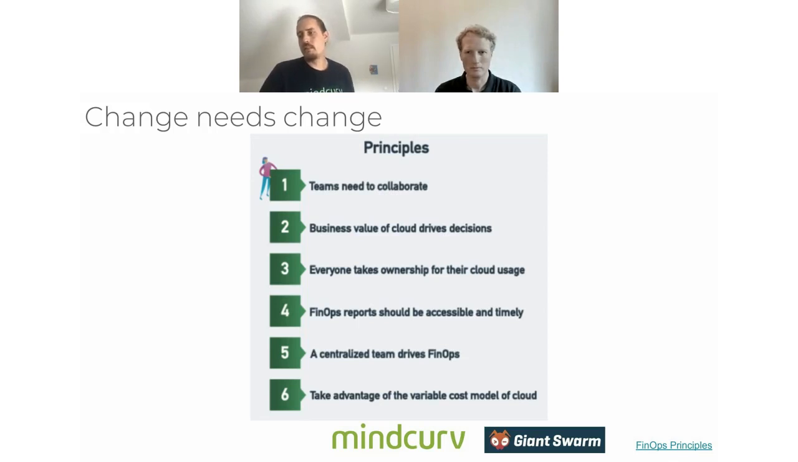All right, and the sixth one is: take advantage of the variable cost model of the cloud. That's why FinOps is pretty much focused on cloud. Of course, you can implement FinOps practices on-premise, absolutely. But I think the FinOps Foundation is really looking into the variable cloud model, that you leverage this as much as possible, connecting to business value.